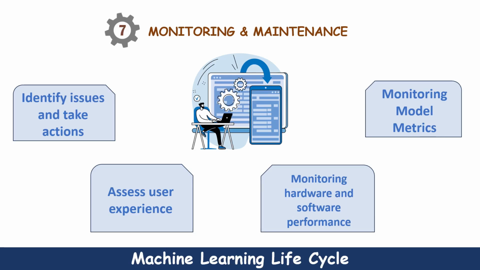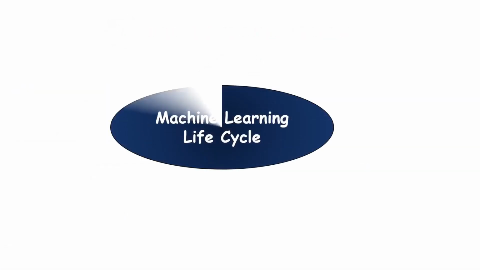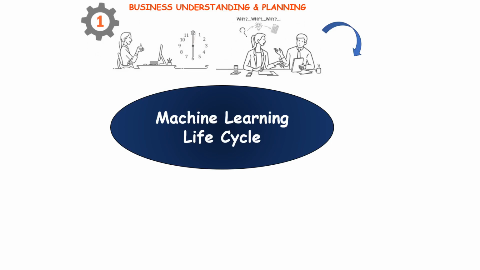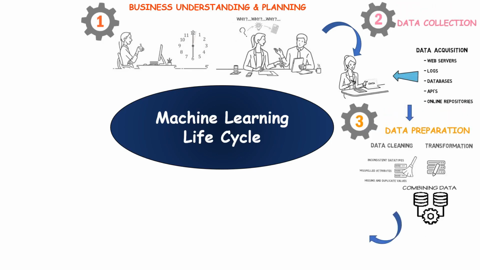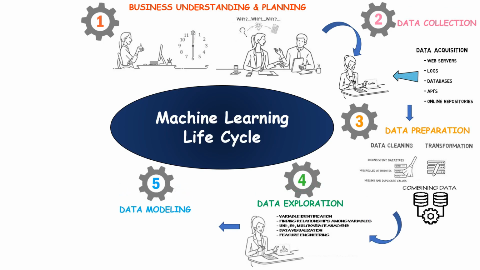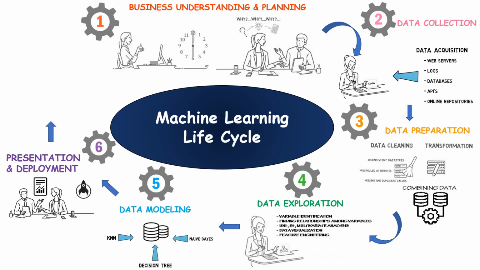Thus, to summarize the machine learning life cycle, there are 7 important phases. We have seen the steps like business understanding and planning, which is very crucial in planning your project. Then comes data collection, data preparation, data exploration, data modeling, then presentation and deployment, and monitoring and maintenance.